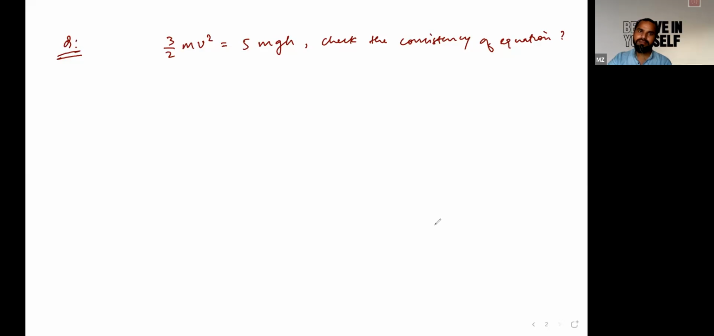Mariam, send me the dimension of left-hand side and right-hand side as well. Mariam, you have made a mistake here. Here we have velocity squared, so you have to square this particular part. So they will be equal. Good, Ikra. Try to solve once again.